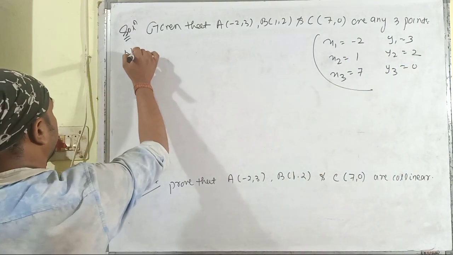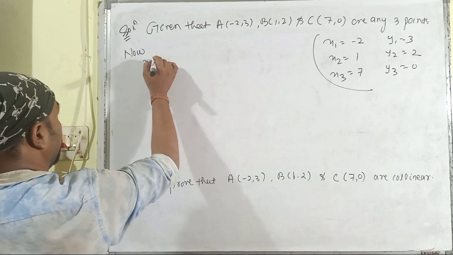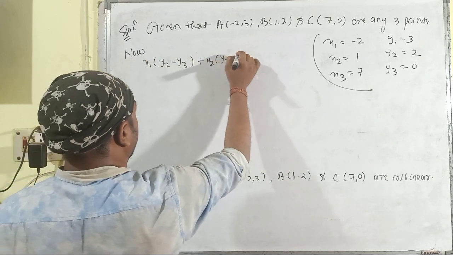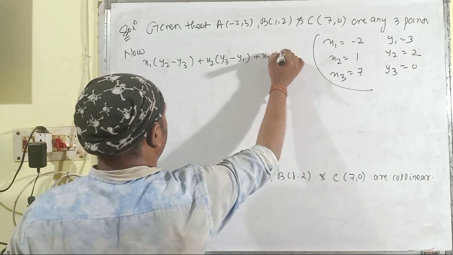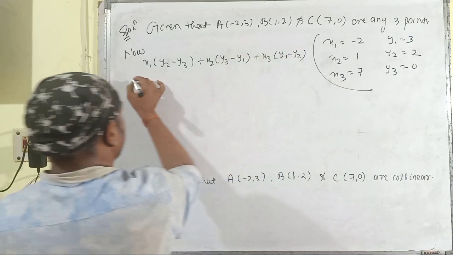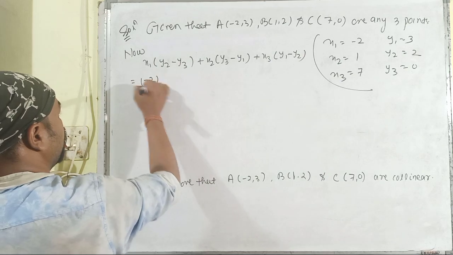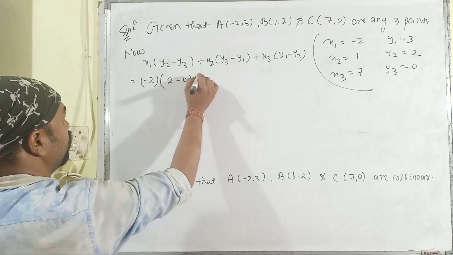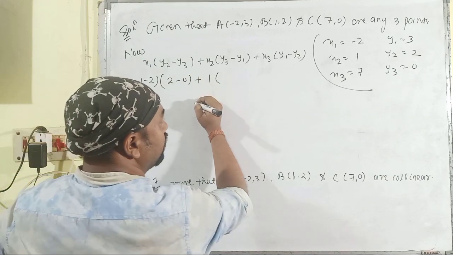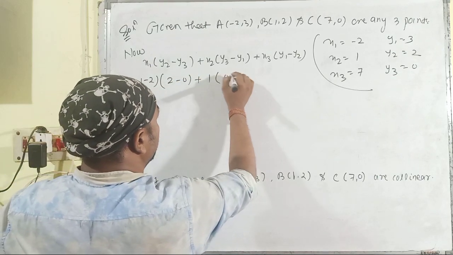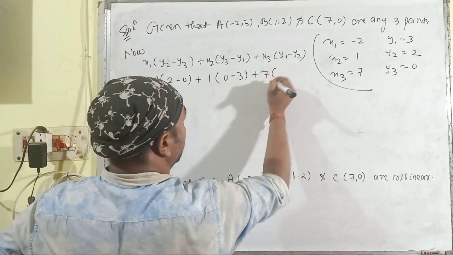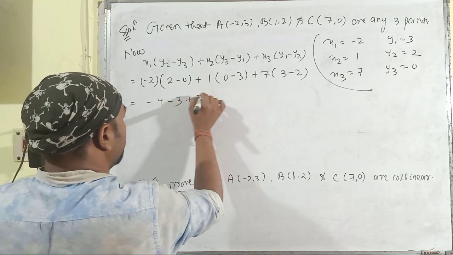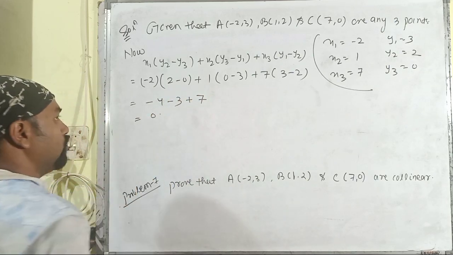Now, x1 multiplied with (y2 minus y3) plus x2 multiplied with (y3 minus y1) plus x3 multiplied with (y1 minus y2). Then by putting these values here, -2 multiplied with (y2 minus y3), 2 minus 0, plus x2 multiplied with (y3 minus y1), 0 minus 3, plus 7 multiplied with (3 minus 2). Then it is -4 minus 3 plus 7, and that is equal to 0.